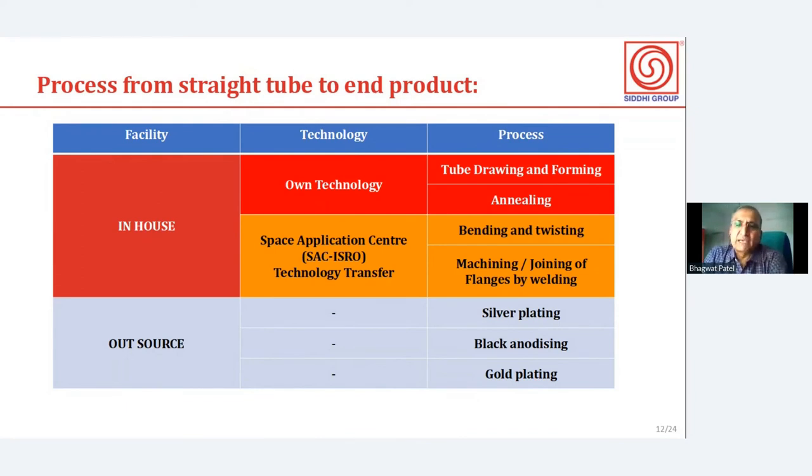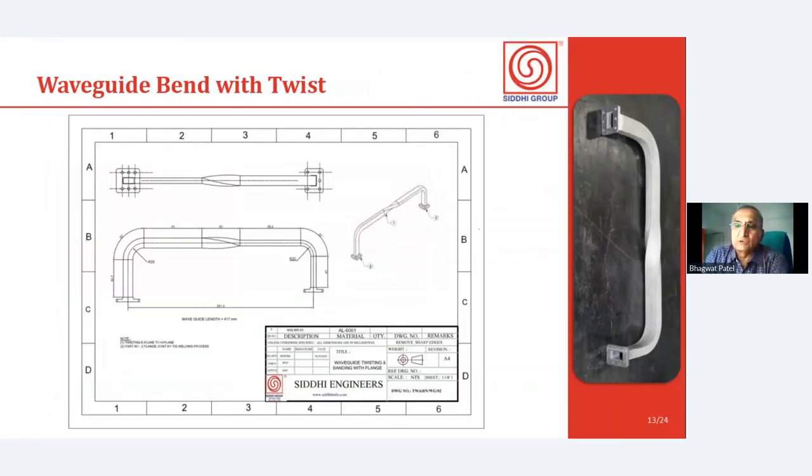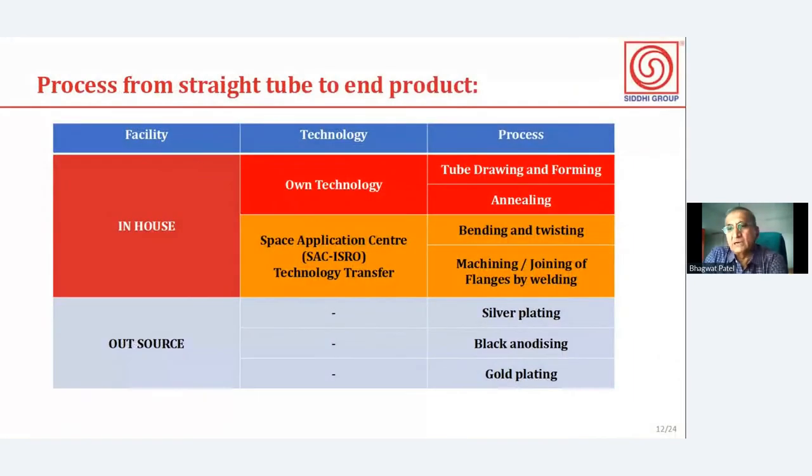From Space Application Center, as I explained, we have acquired technology for bending, twisting, machining, as well as welding. The outsourced processes are silver plating, anodizing, and gold plating. Vendors are also identified for silver and gold plating, and if any customer requires this type of plated finished product, it can also be supplied.